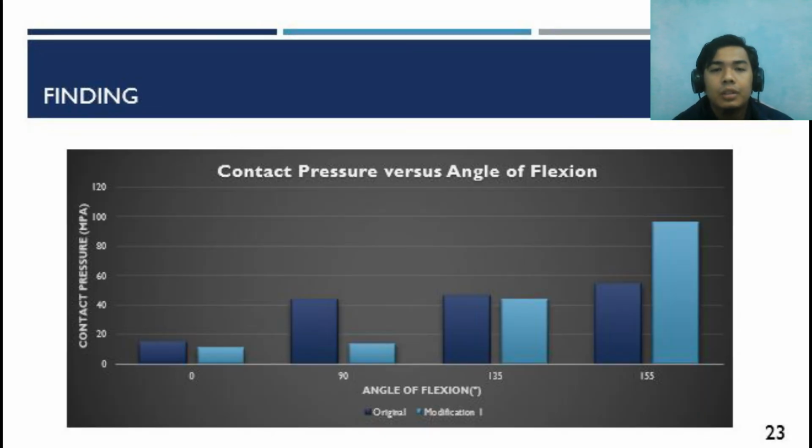The chart shows the difference between modification 1 and the original design. The highest contact pressure is at 155 degrees of flexion. The graph also demonstrates how increasing the angle of flexion can cause an increase in contact tool pressure. From all the tables and the chart, it can be concluded that modification 1 is the best design because it has the lowest value of total deformation, equivalent stress, shear stress, and contact tool pressure.